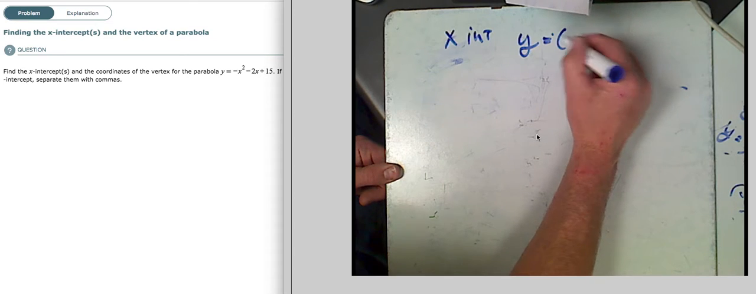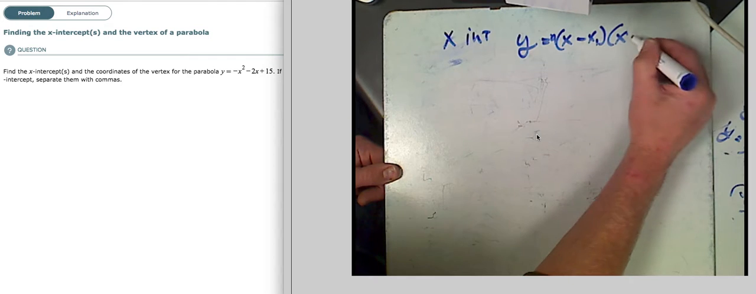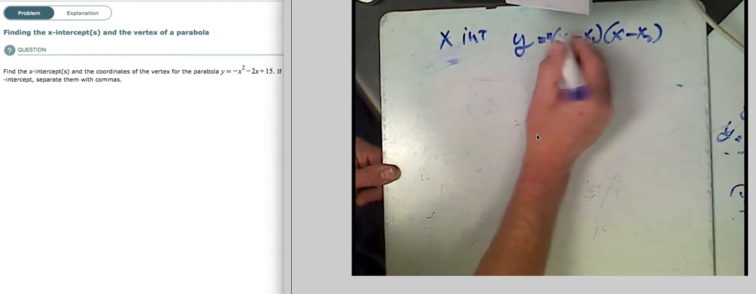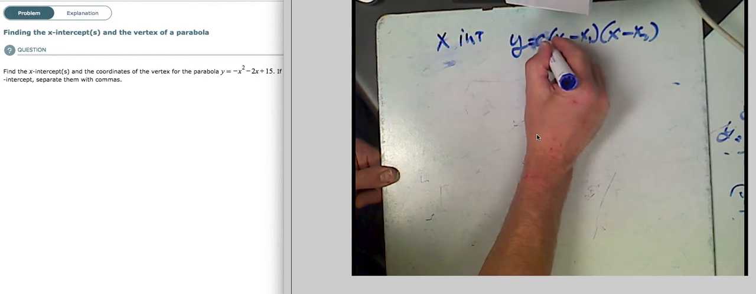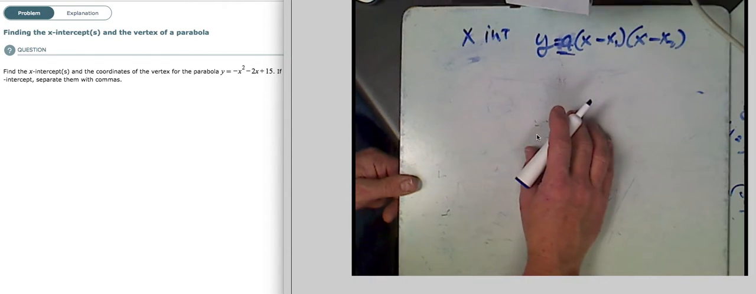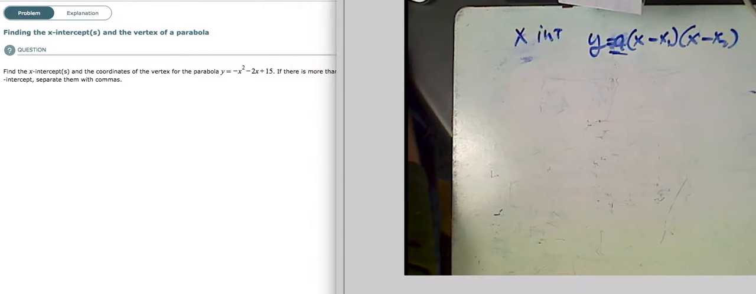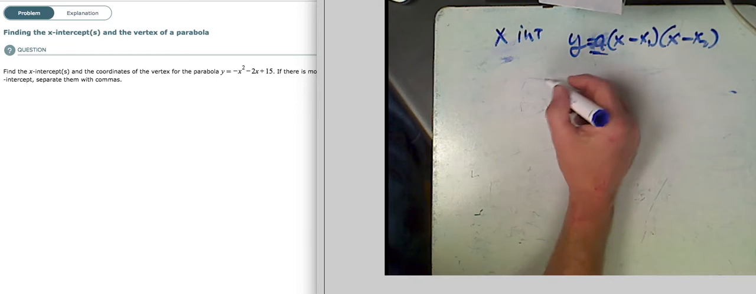y equals a times (x minus x1) times (x minus x2). And you'll notice that I've factored any a out front. So that makes my job just a little bit easier. Okay. And let's look at what that means for this problem in particular here.